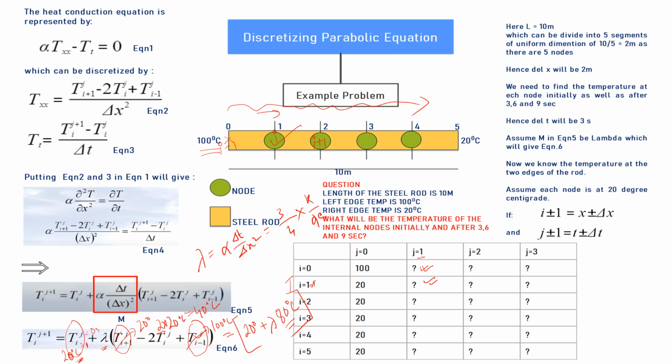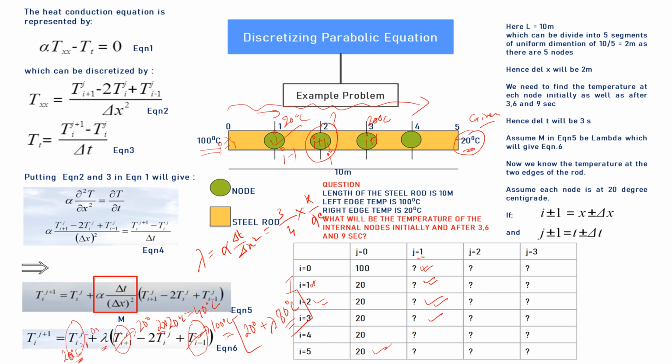Now, in a similar manner, for i is equal to 2, this i plus 1 will now become i. This will become i plus 1, and this will become i minus 1. So accordingly, this is 20 degrees centigrade, which we have assumed. So we can find out what this temperature is. Then we have to move ahead to node 3, then node 4, and lastly node 5. Now remember, at node 5, this 20 degrees centigrade is not an assumption, this is given.